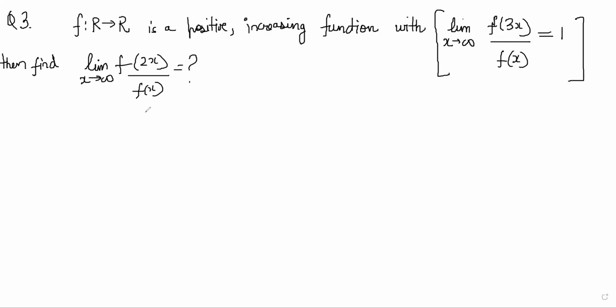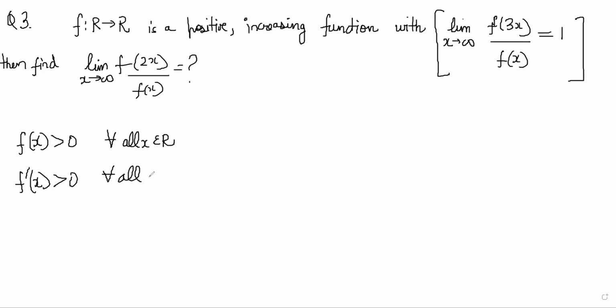Positive increasing function. So the first thing that we know is f of x is greater than 0 for all x, so it is positive, and f dash x is greater than 0 for all x, because it is increasing. Now this limit thing.